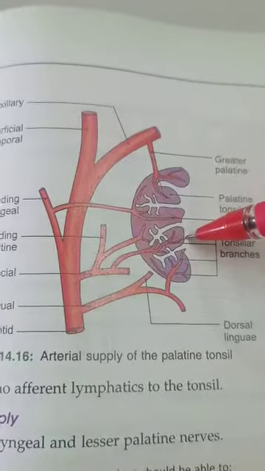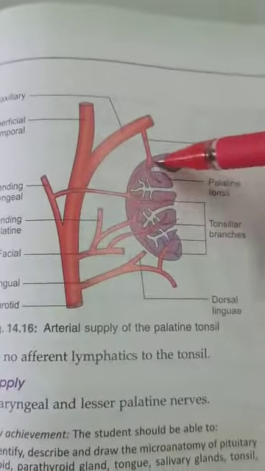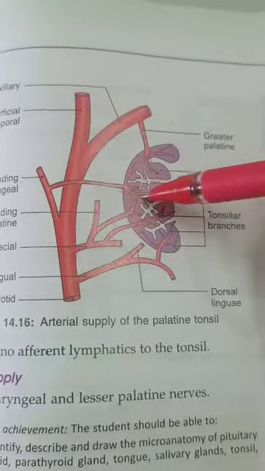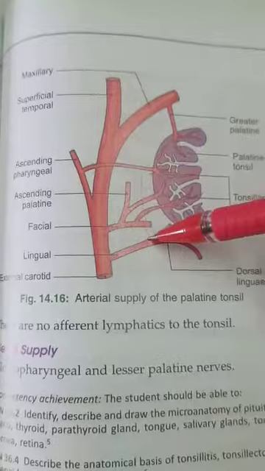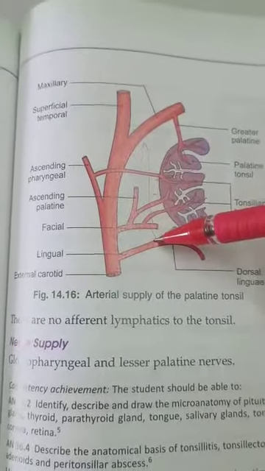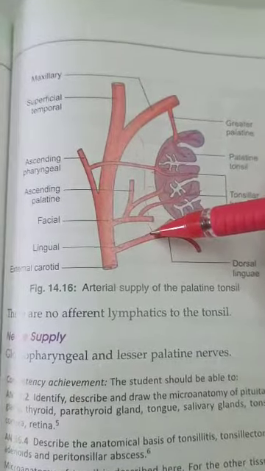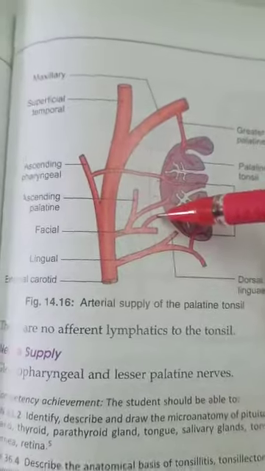Then veins. There will be corresponding veins that drain into the paratonsillar vein. Then the paratonsillar vein later joins the palatine, pharyngeal and facial veins. Then lymphatic drainage.